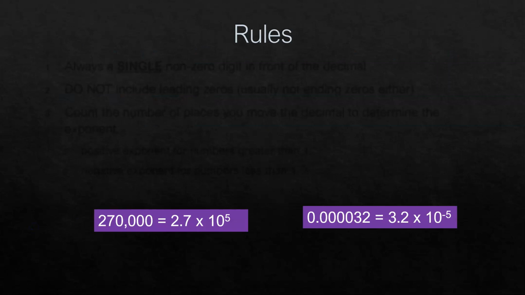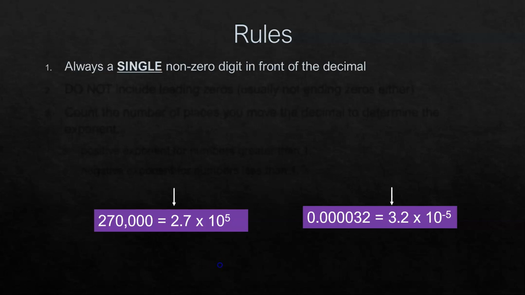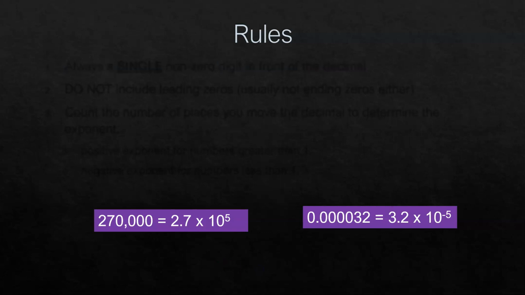All right, moving ahead, we're going to talk about what rules we use. How do we put numbers into scientific notation? Let's go backwards here. We've got the number 270,000, a fairly big number, and then 0.000032, a relatively small number. We're going to talk about the rules we apply to appropriately put those in scientific notation.